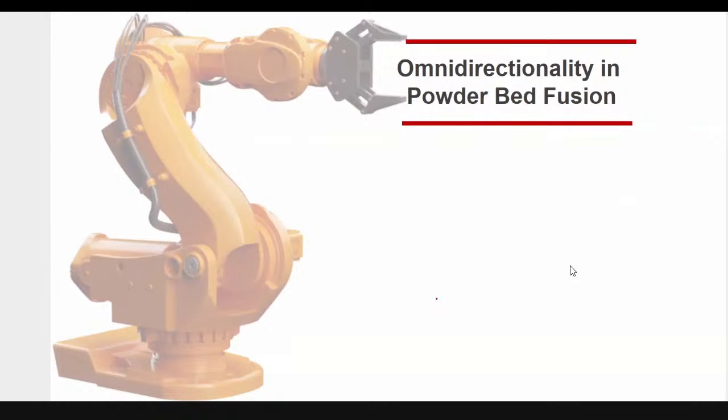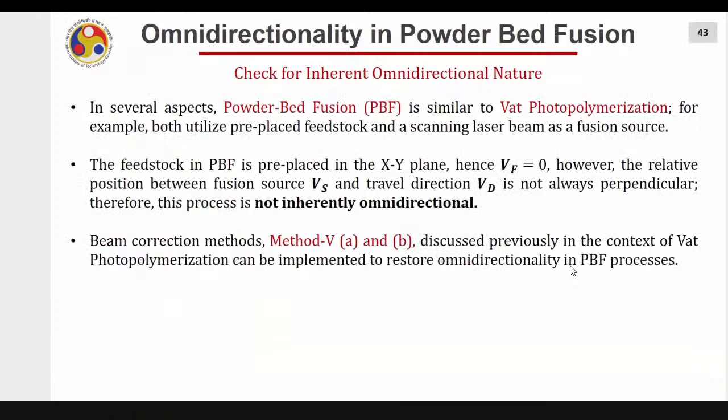Then omnidirectionality in powder bed fusion. In several aspects, powder bed fusion is very, very similar to wet photopolymerization. Here, there was a pre-placed liquid. Here it is a pre-placed powder. VF is 0. But the VS and VD may change because the laser is deflected by the galvanometer. Hence, in that laser also, they used to use the F theta lenses. But unfortunately, other options available for wet photopolymerization do not work here.